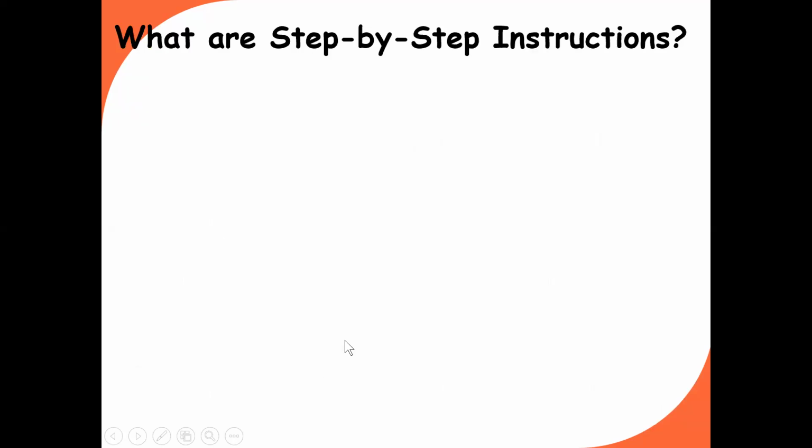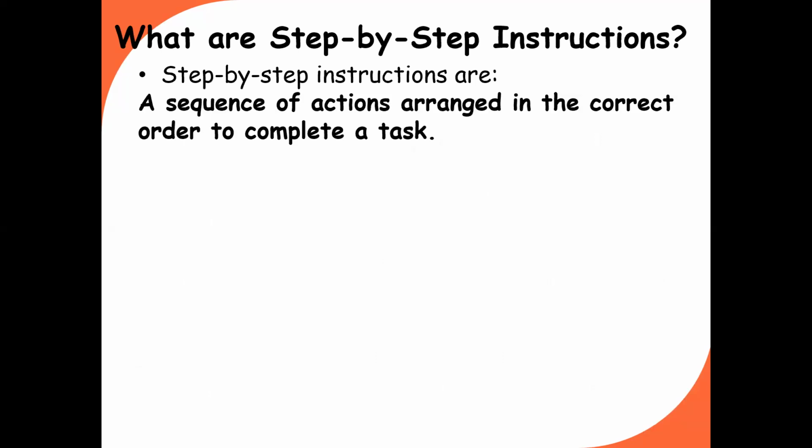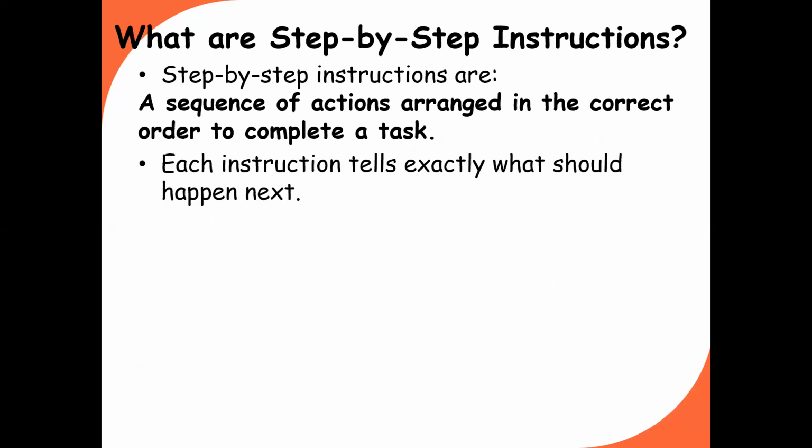So what are step-by-step instructions? Step-by-step instructions are a sequence of actions arranged in the correct order to complete a task, meaning that you need to follow the order. You must follow the order. You will not jump any order. By following this order, the computer can solve your problem. Each instruction tells exactly what should happen next.